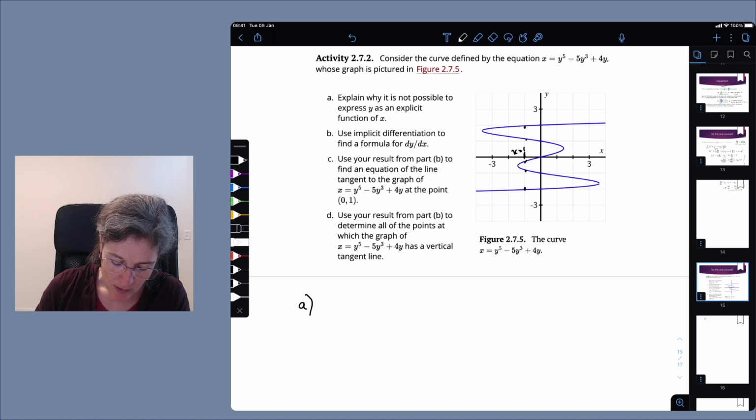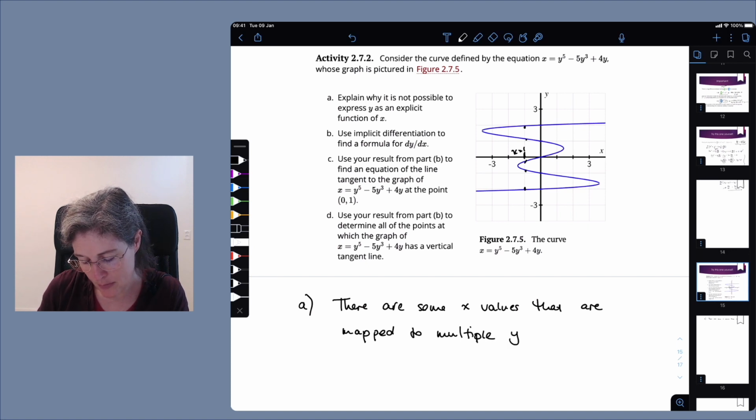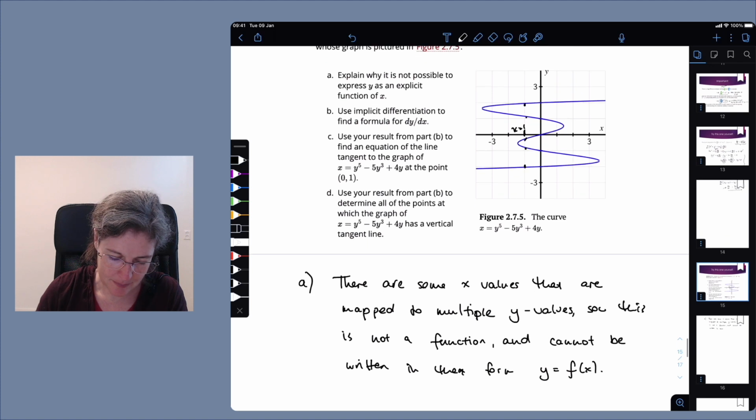So if you write that down, we'll say there are some x values that are mapped to multiple y values, so this is not a function and cannot be written in the form y is equal to some function of x. Okay.